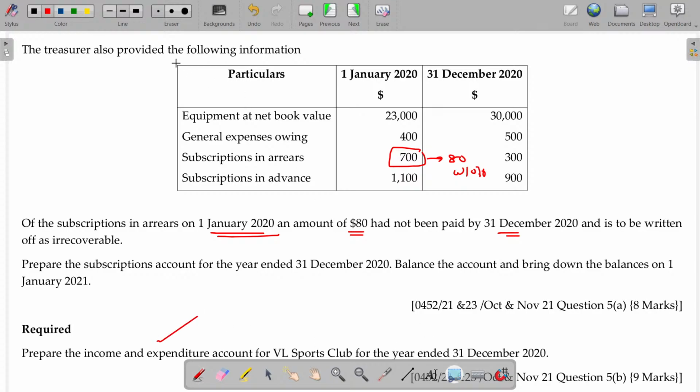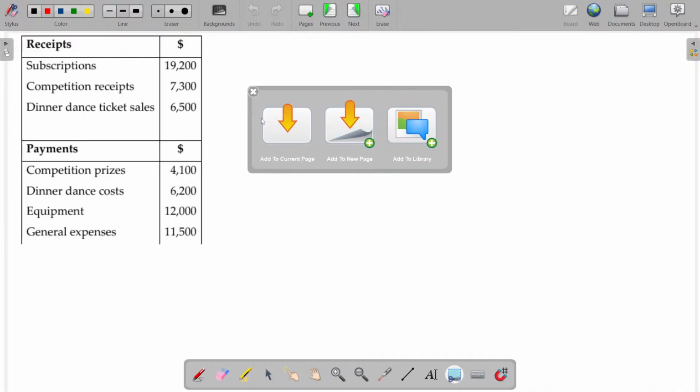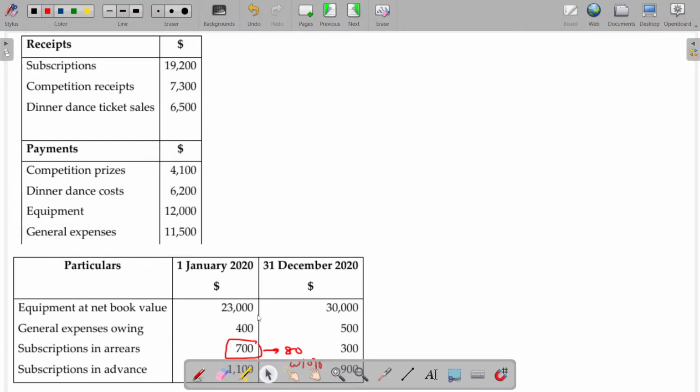This one is also similar to the earlier illustration, so we'll try to finish this just like that. It's pretty simple. You know the format here for the subscription account as well as for the income and expenditure account.